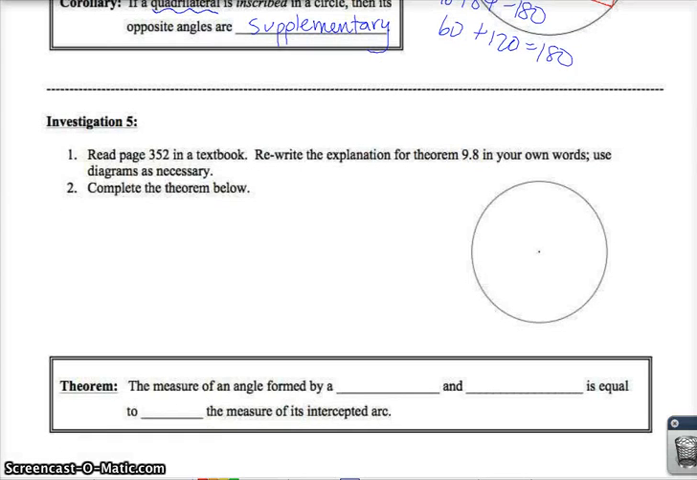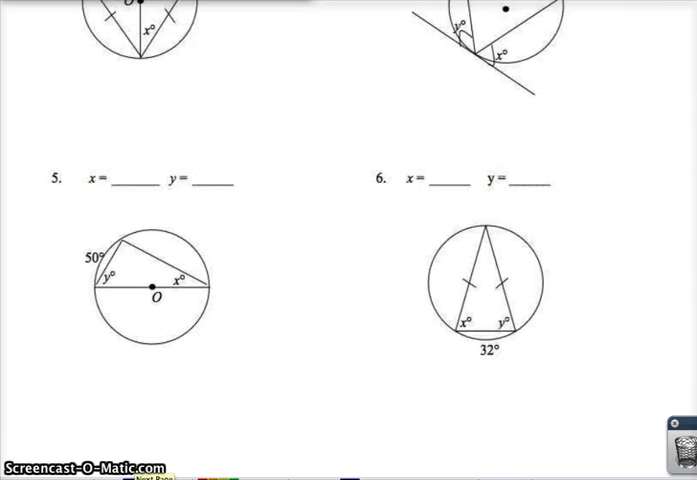Okay, I'm going to go ahead and let you try Investigation 5 on your own. So read through this, and then you should be able to also fill out these blanks on your own once you read that. If you have questions about it, please ask me in class. Okay, I'm assuming that if you don't ask me in class, you understand everything you've read.